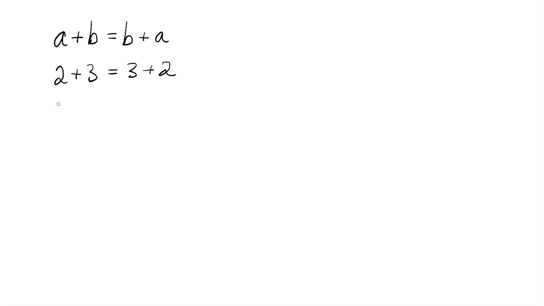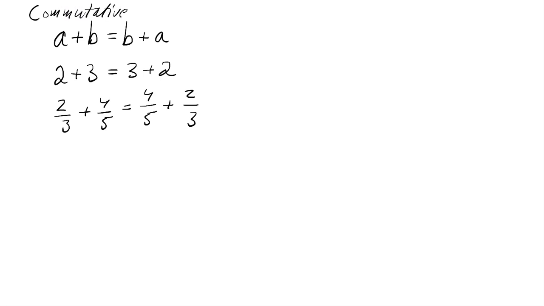Or I could have a rational number, 2/3 plus 4/5. It's the same as if I have 4/5 and add 2/3. So that's the commutative rule for addition.